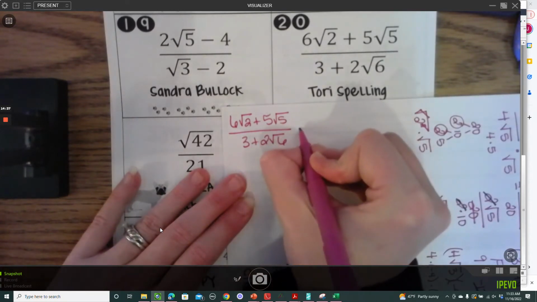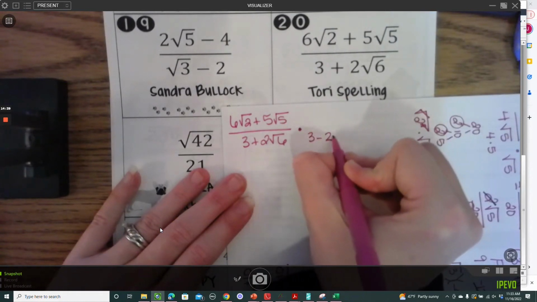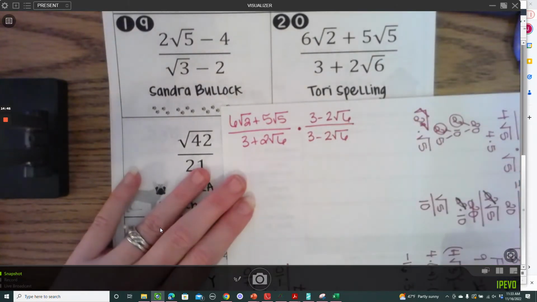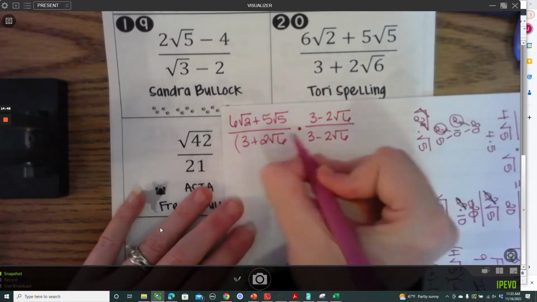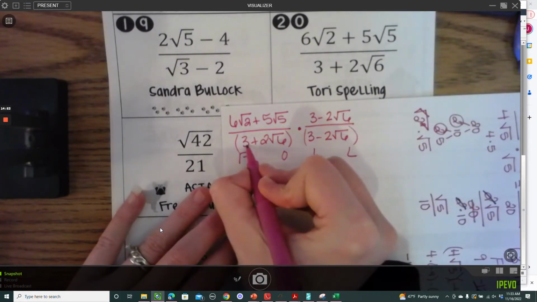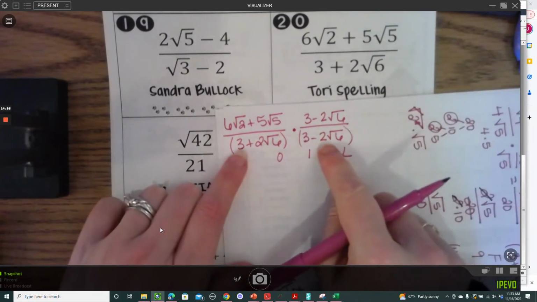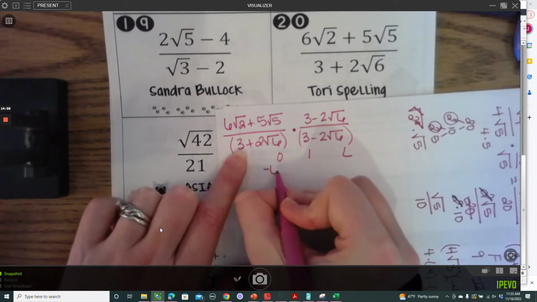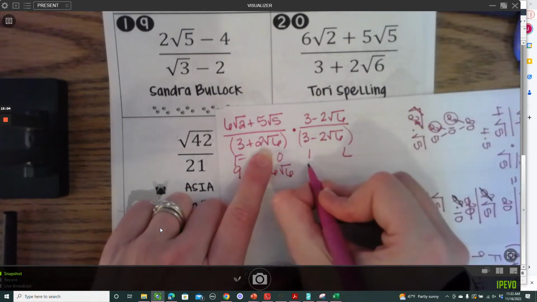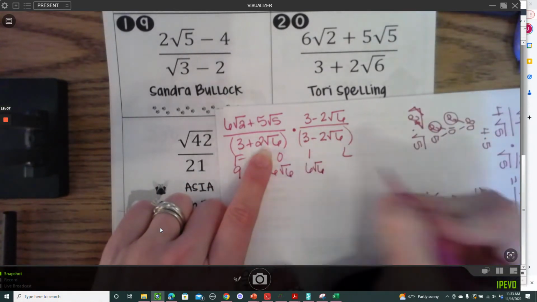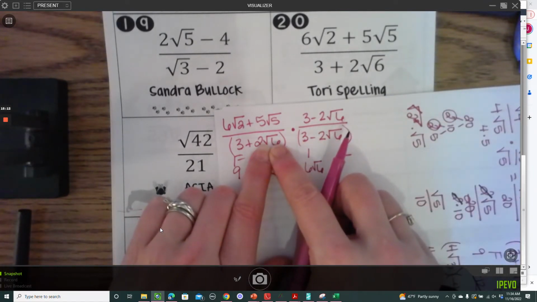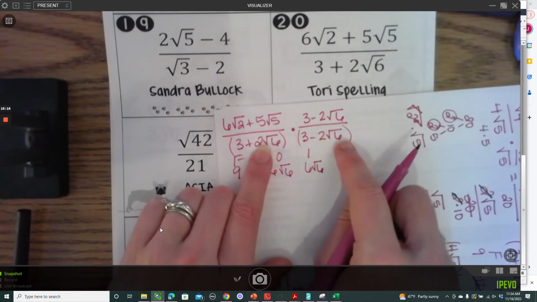It's the bottom. I want to multiply by the conjugate. Okay. So we're going to FOIL the bottom. 3 times 3 is 9. Outside, 3 times negative 2 is a negative 6. Tack on the square root. Inside, 3 times 2 is a positive 6. Tack on the square root. And then 2, we would do 2 times negative 2 times 6.